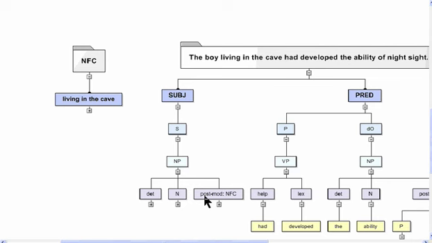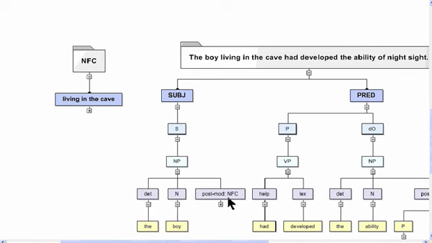Now one could ask, is living in a cave here an adverbial? Well, technically you could leave it out. Can you move it? Living in the cave, the boy had developed the ability of night sight. So in effect you could say that this is an adverbial, and had you said adverbial I would have marked you correctly. So in the noun phrase we have the boy, and instead of a post modifier we're suggesting that it might be an adverbial, which it could well be.